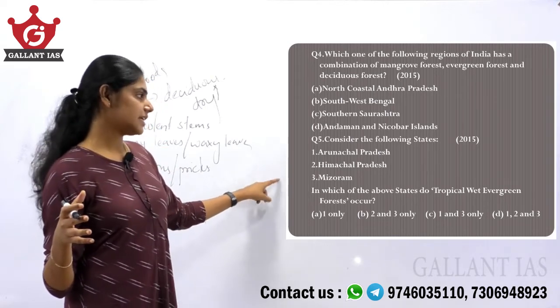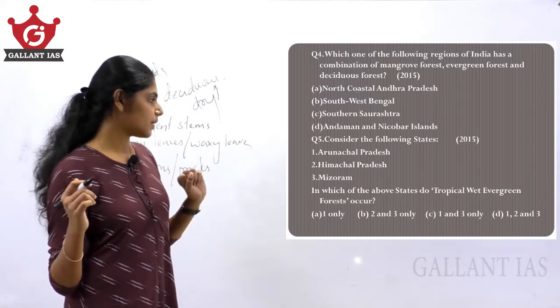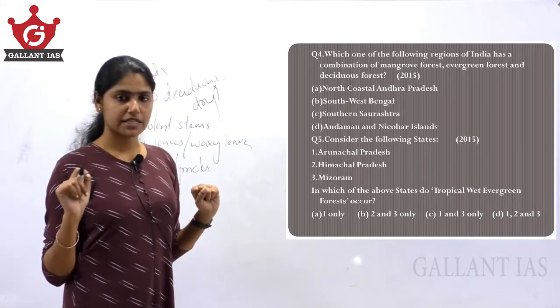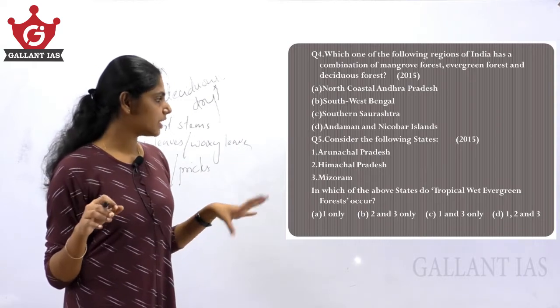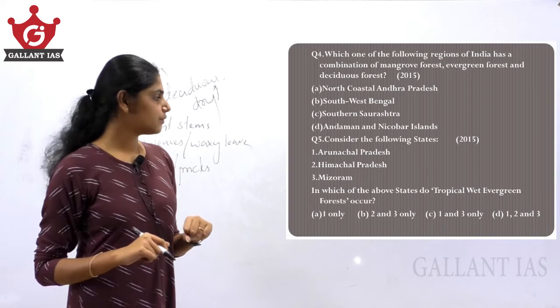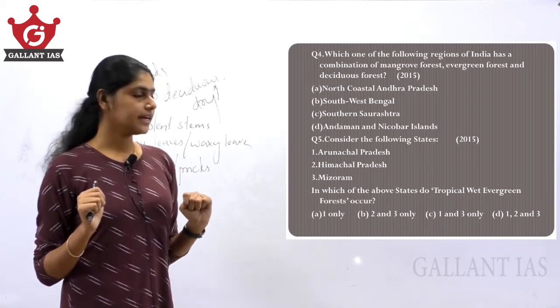But you can conveniently eliminate Himachal Pradesh from this particular question because wet evergreen forests are not that seen in Himachal Pradesh. So when you eliminate 2, it is either 1 only or 1 and 3 only. It is like Arunachal Pradesh and Mizoram wet evergreen forests are there. So your answer here turns out to be option C, 1 and 3 only.